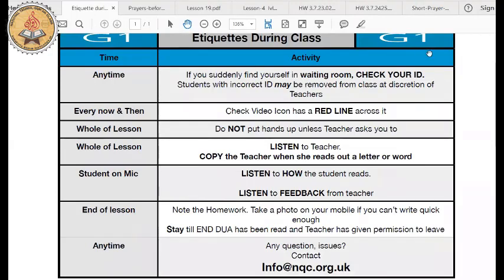Etiquettes during the class, anytime. If you suddenly find yourself in the waiting room, check your ID. Students with an incorrect ID may be removed from the class. Check the video icon has a red line across it, so video must be off. Do not put hands up unless the teacher asks you to, and listen to the teacher. Copy the teacher when she reads out a letter or word. Listen to how the students read. Listen to feedback from the teacher. Note the homework. Take a photo on your mobile if you can't write quickly enough. Stay till the dua has been read and the teacher has given permission to leave.